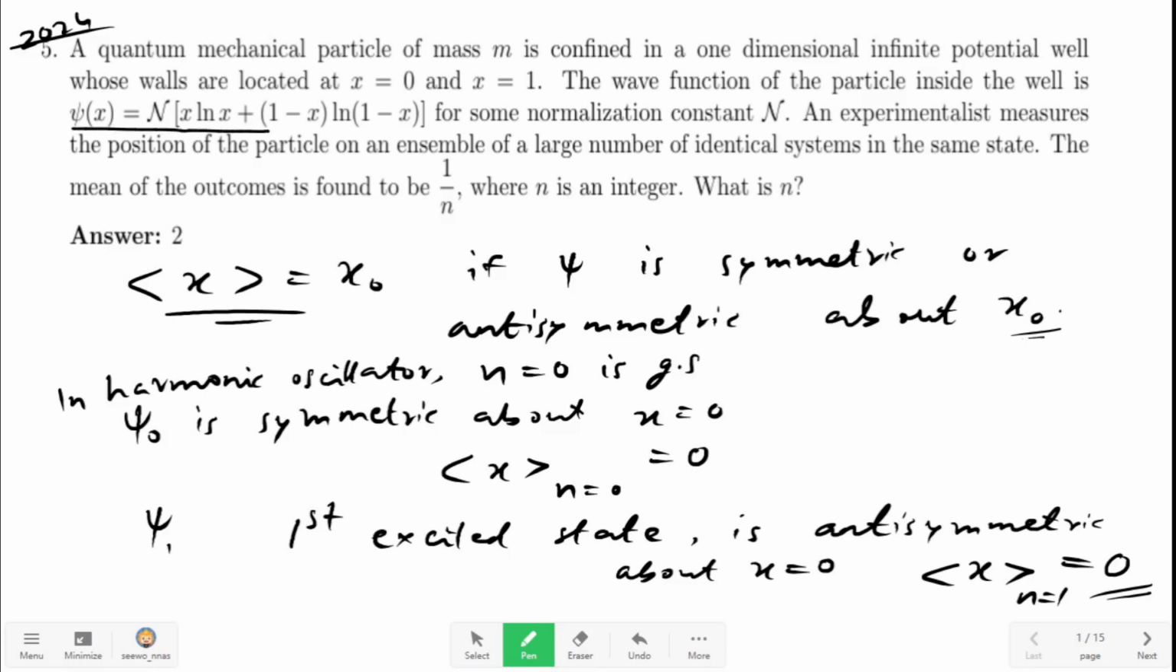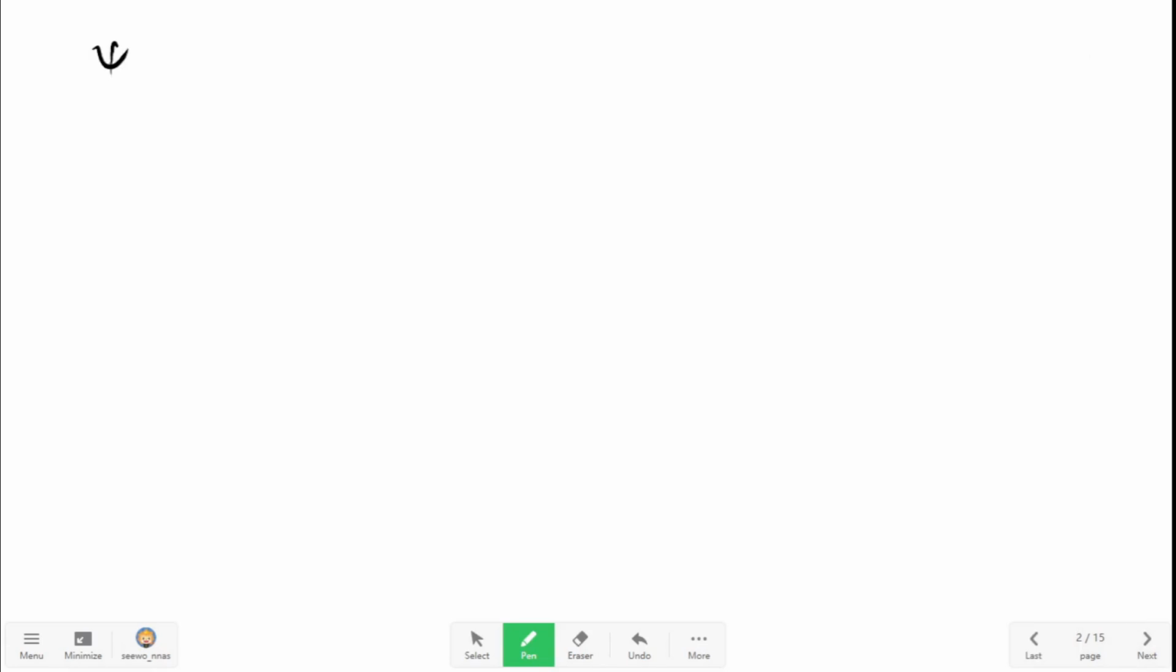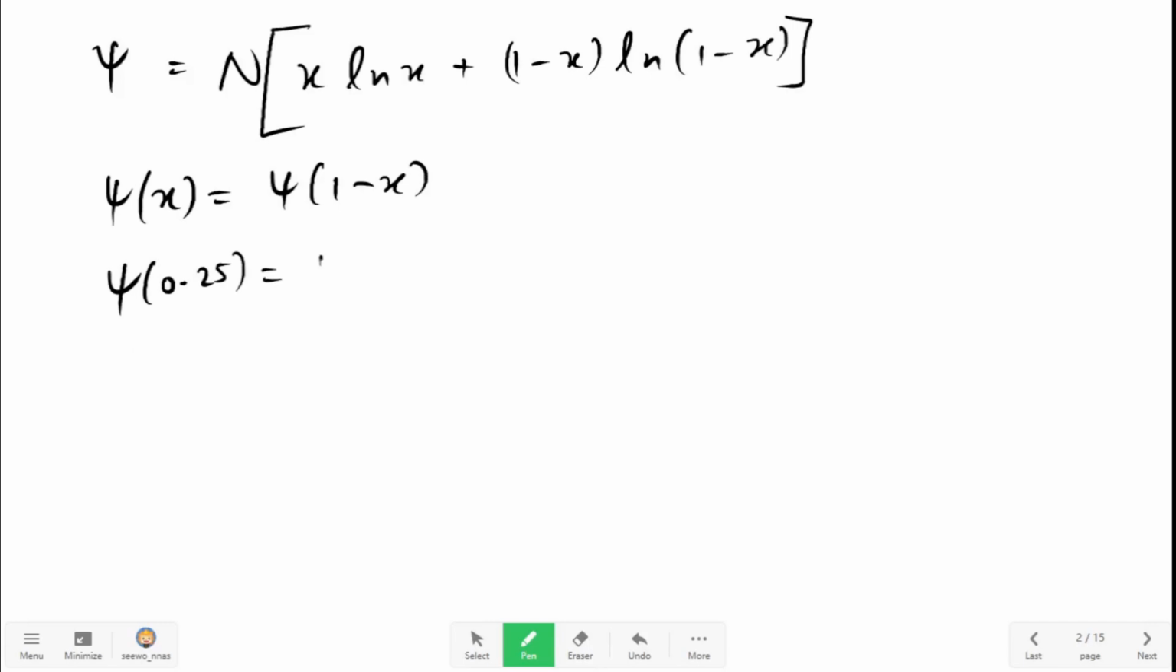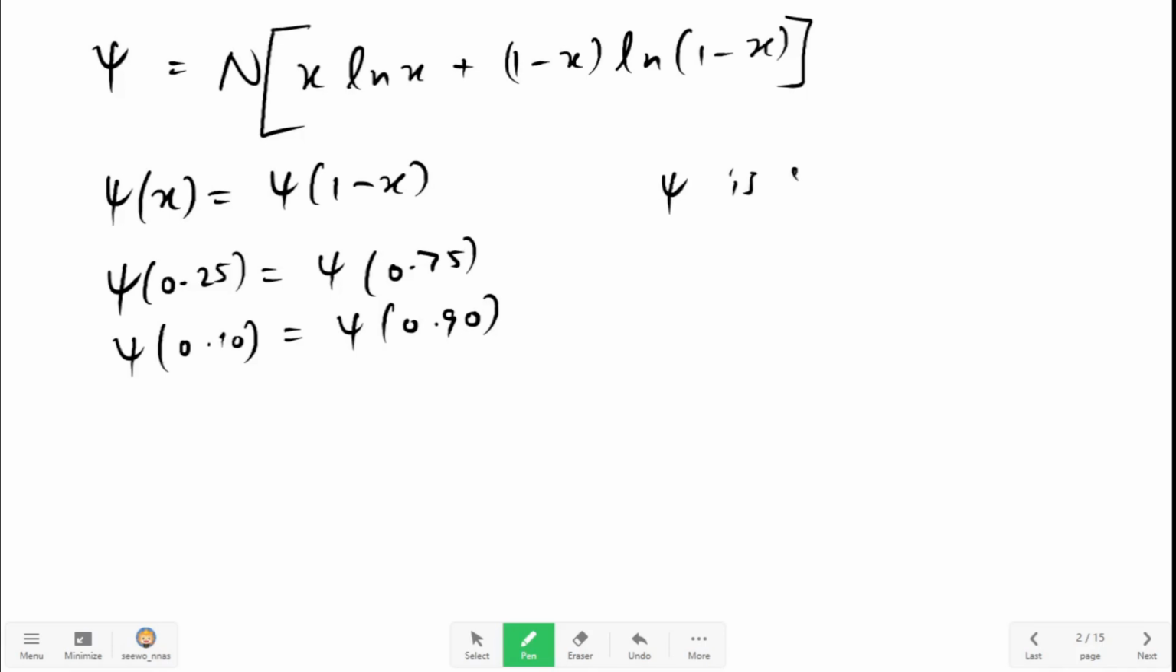We have psi of x equal to N times x ln x plus 1 minus x ln of 1 minus x. So the wave function given is psi equal to N, the normalization constant, times x ln x plus 1 minus x ln of 1 minus x. Now you can see that psi of x is equal to psi of 1 minus x. We see that psi of 0.25 is equal to psi of 0.75. Psi of 0.10 is equal to psi of 0.90. What I am trying to say is psi is symmetric about x equal to 1 by 2.